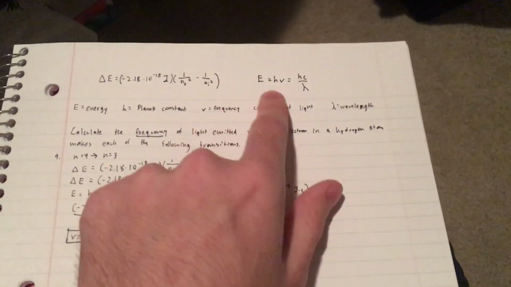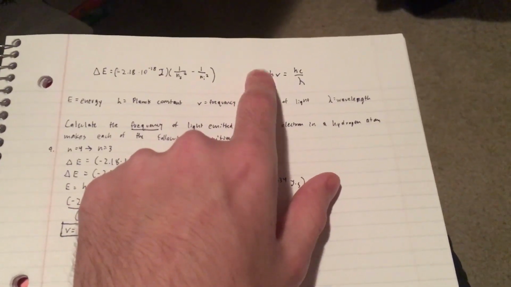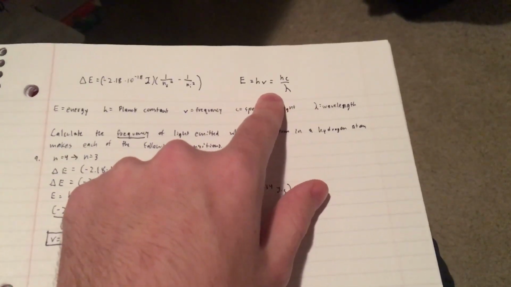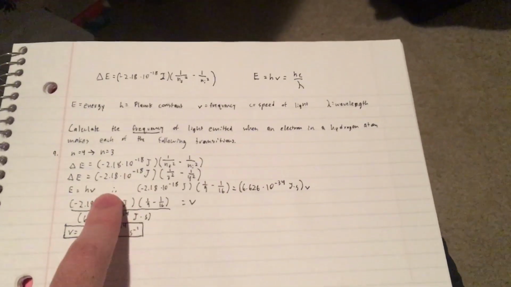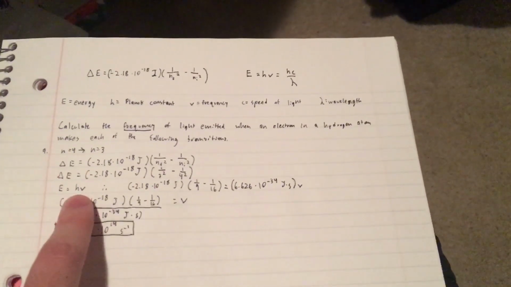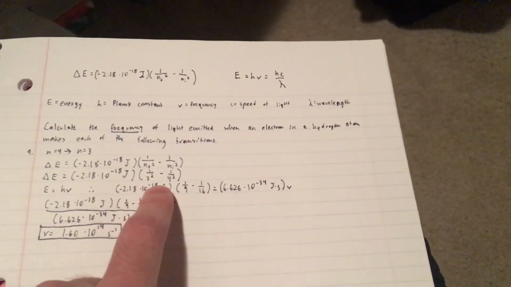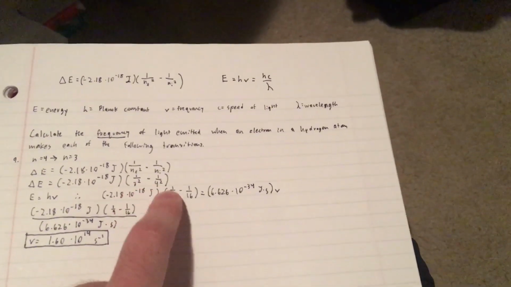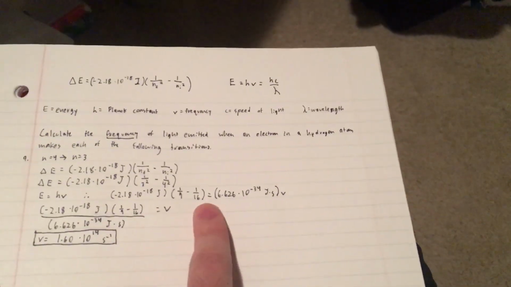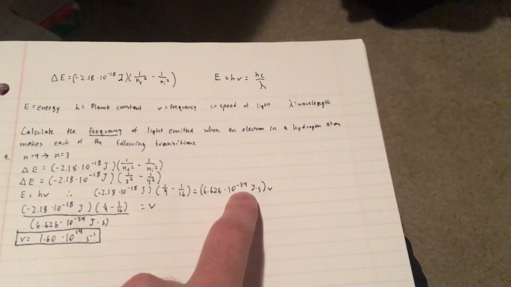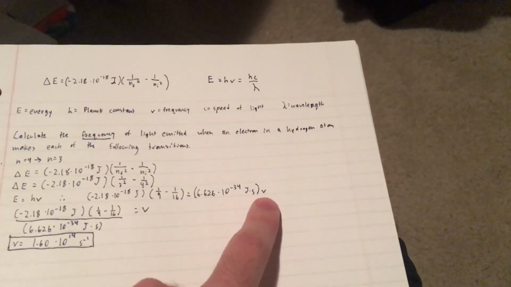So since V equals frequency, what we're going to need to do is take the value that we got for E and set it equal to Planck's constant times the frequency, which I've done right here. So E is equal to HV, therefore, this value for E that we just got right here, all I did was solve 3 squared and 4 squared, is equal to Planck's constant, which is 6.626 times 10 to the negative 34th joule seconds times frequency.